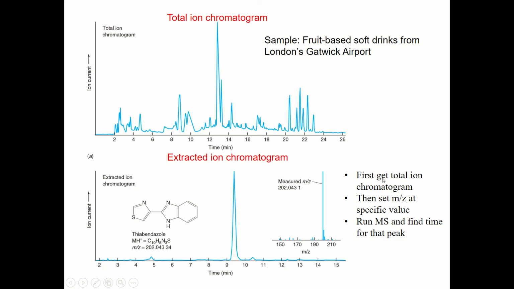So first get the total ion chromatogram here, and then set the mass to charge ratio at a specific value, in this case at 202.043, and run MS and find the time for that peak. You run this mass spectrometer, so you get both, right? This one and this one.